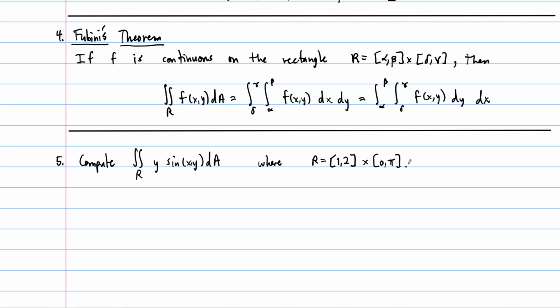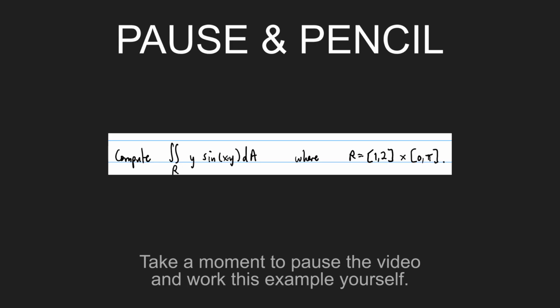All right, so compute this one. We know that sine is continuous, and multiplying by polynomial functions is continuous, so this is going to be a continuous integrand. So why don't you take a moment and think about how you can use Fubini's theorem to compute this one. Try to get an answer, and when you come back, we'll do it together.